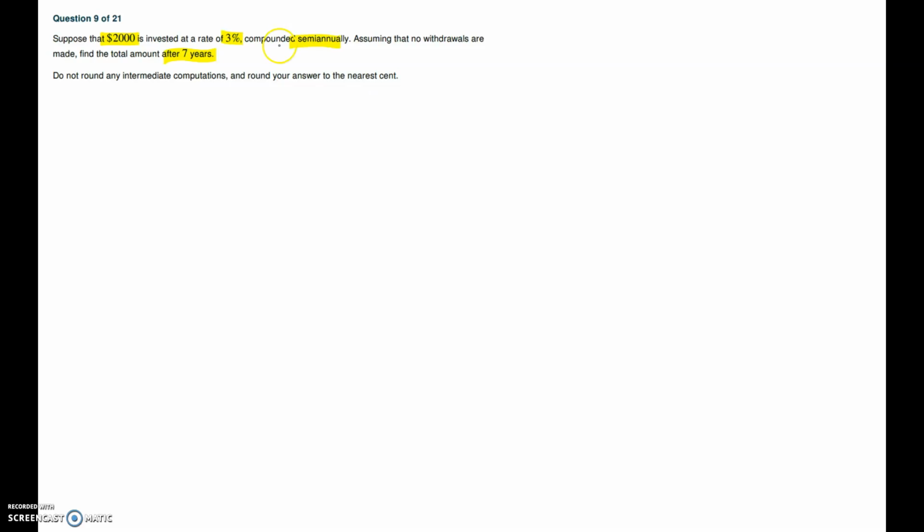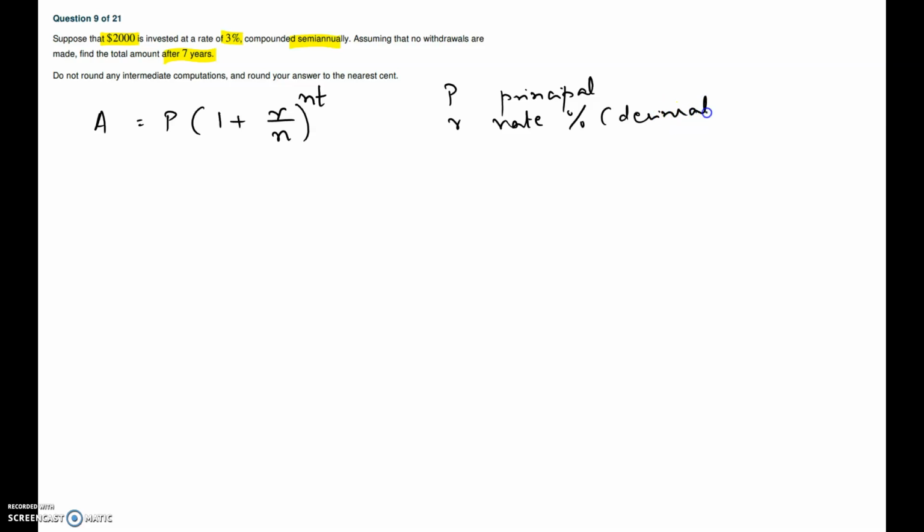So this being compounded semi-annually, we have to use the compound interest formula, which is A equal to P times (1 plus r divided by n) to the power of nt, where P denotes the principal amount, the initial investment, and r denotes the rate percent converted to decimal in the formula. Then n is the number of interest periods in a year.